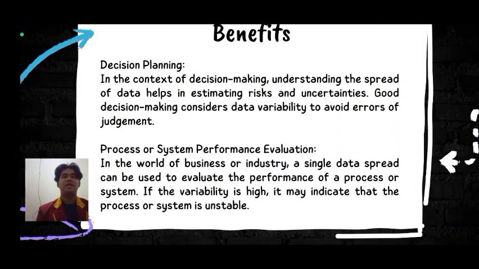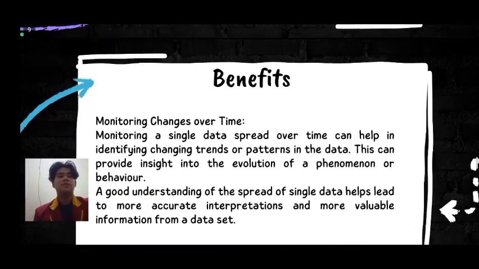And then decision planning. In the context of decision making, understanding the spread of data helps in estimating risk and uncertainties. Good decision making considers the variability to avoid errors of judgment. Process or system performance evaluation. In the world of business or industry, a single data spread can be used to evaluate the performance of a process or system. If the variability is high, it may indicate that the process or system is unstable.